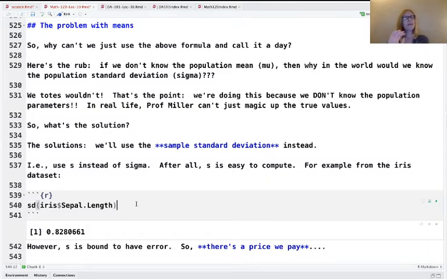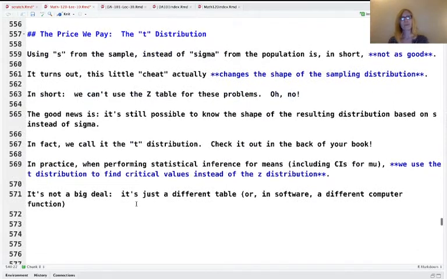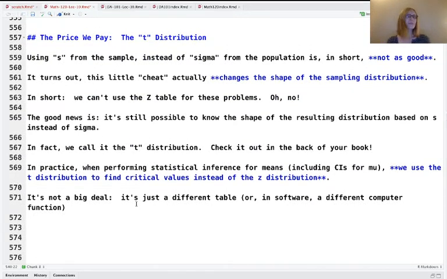There is a price to pay, though. S is only the sample standard deviation. So it's probably not as good as the population standard deviation. And that's true. If we use S, the short story is it's just not as good as sigma is. Sigma is the population value. We wish we knew that. We're replacing it with something that's probably not as good. It's definitely not as good.